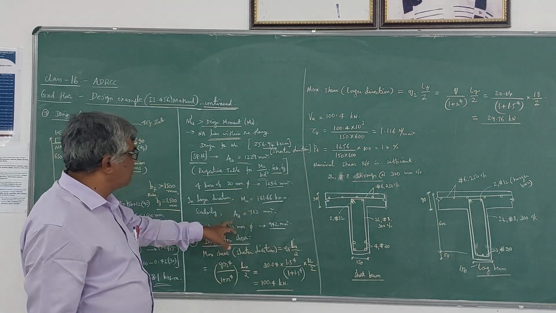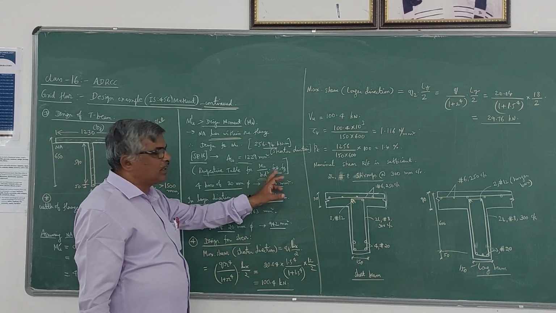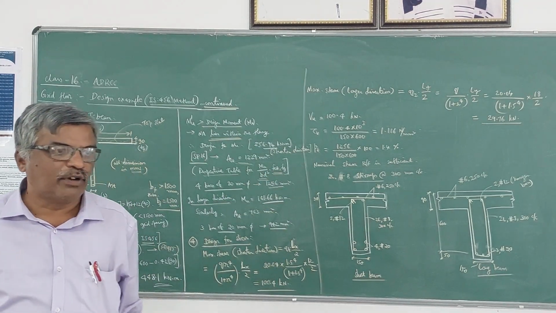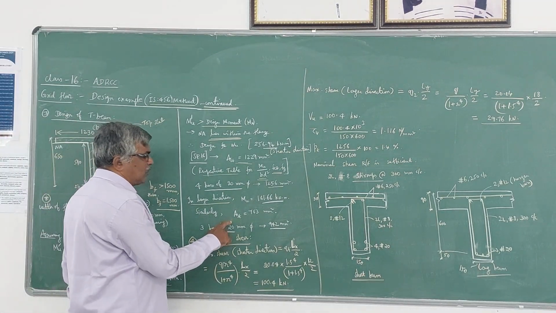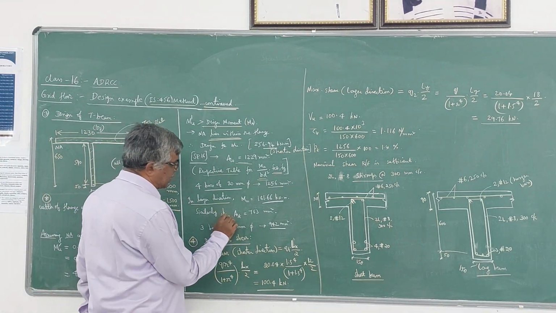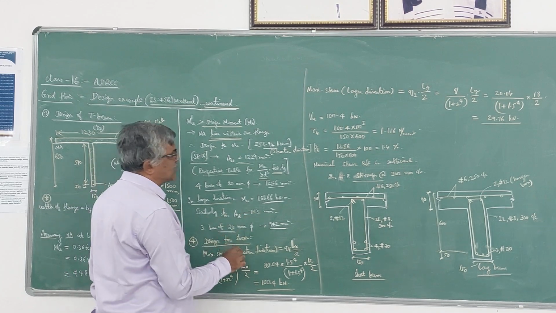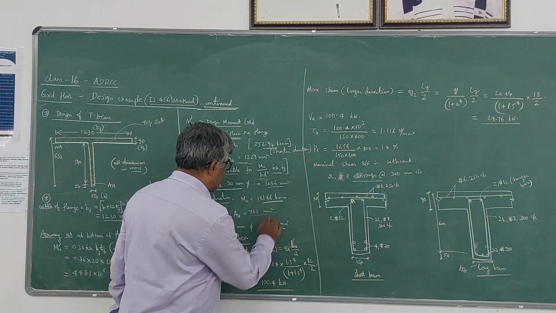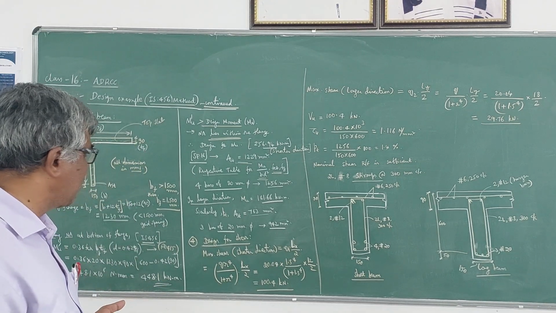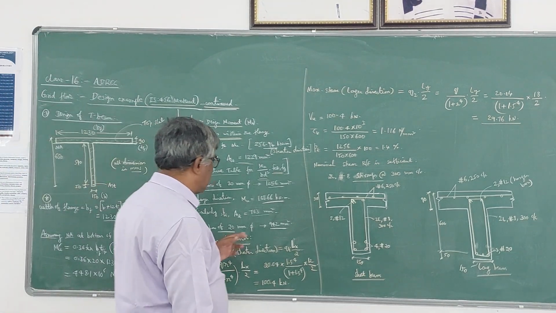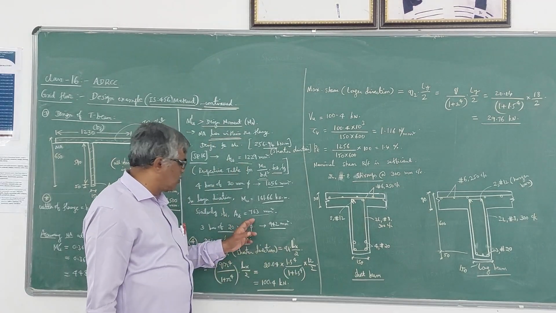You have to calculate Mu by bd square, and for the given combination of fck and fy, from the respective table in SP16 you can get the pt value, and then you can get the Ast value as 763 millimeter square here. So assuming 20 mm bars, 3 bars you can provide, which gives a reinforcement of 942 millimeter square, which is slightly more than this.